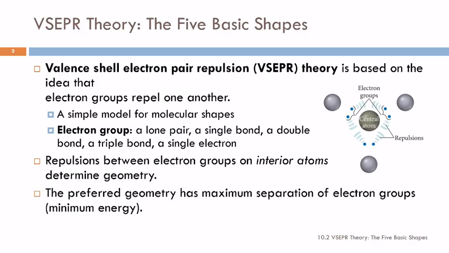Any questions? This definition of electron group is very important to remember. A single bond, a double bond, a triple bond, they each count as one group. Okay? A lone pair is one group. A single electron is one group.